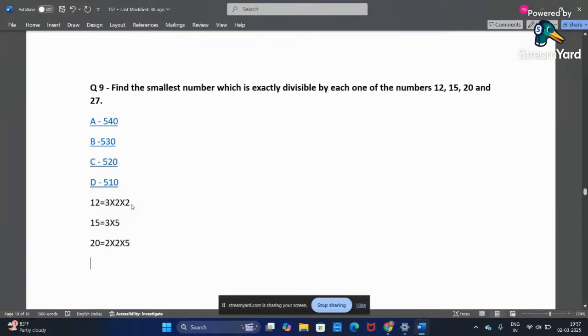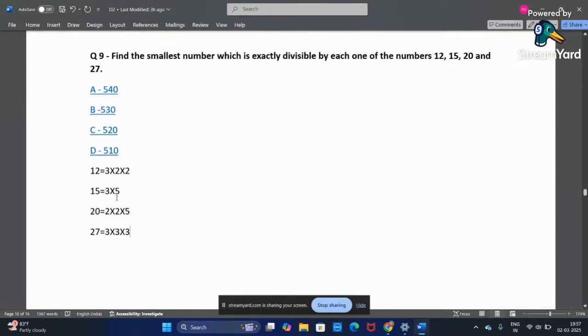Right. For 27, we're finding the factors. I'm writing down directly: 3 into 3 into 3, 9 3s are 27. Now we need to find the smallest number which is exactly divisible by each one of the numbers. In this, which number is getting divided by this number? So what you have to do?